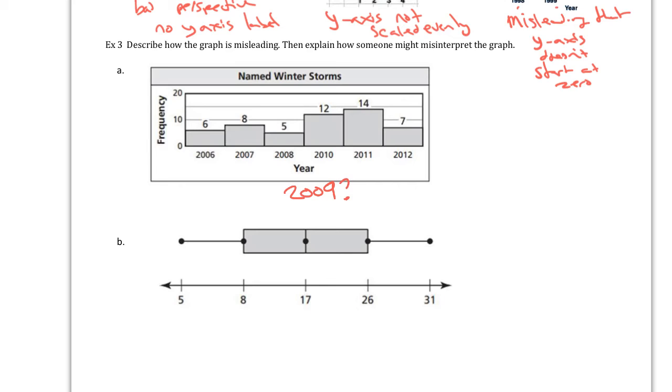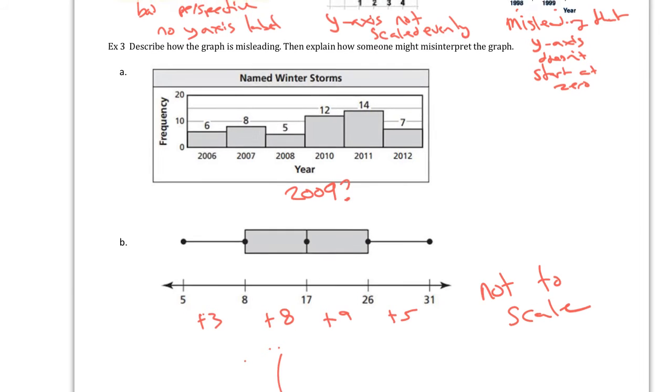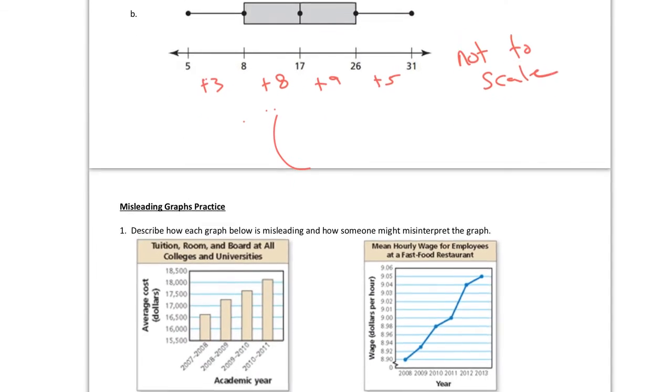That's misleading. In B, we've got, let's see, +3 plus, what is that, 8, +9, +5. Okay, so this is definitely not scaled, not to scale. That's problematic. All right, on the next 2 pages, we've got a bunch of examples.